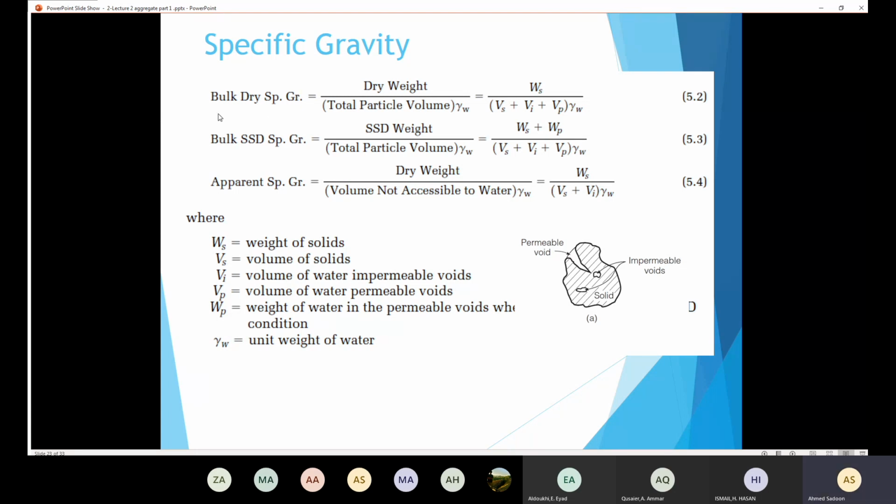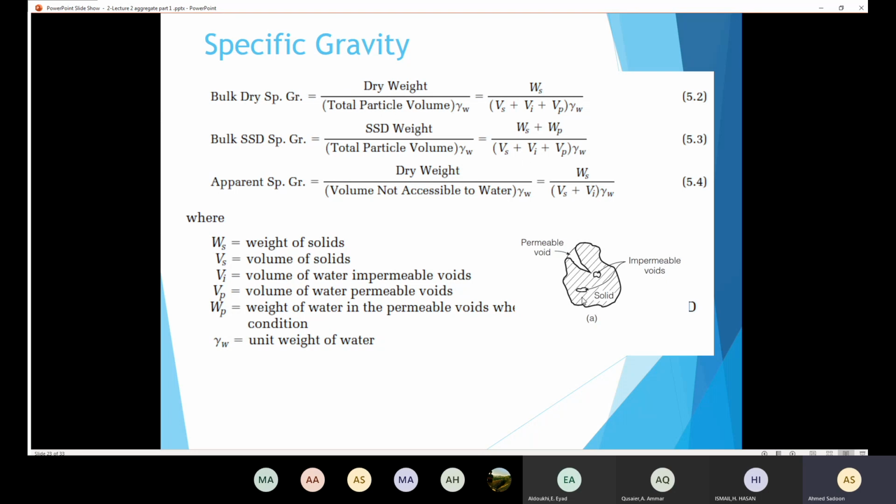So in the bulk dry specific gravity, since it's dry, we are going to measure only the dry weight. We are not going to consider the water inside the voids. So in the case of bulk dry specific gravity, we measure only the dry weight, this one only here. We are not going to consider the weight of the water inside the permeable voids, and then it is over the total particle volume.